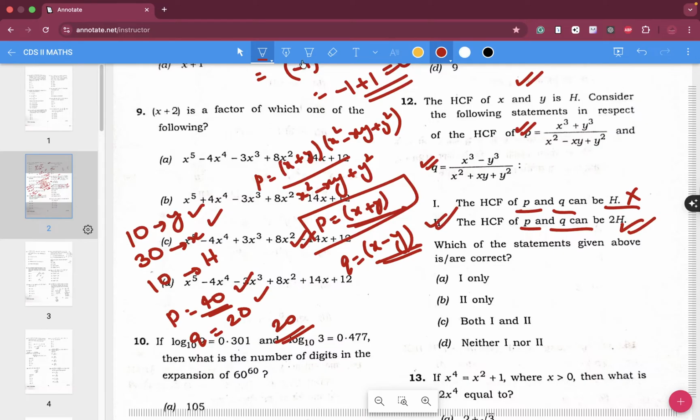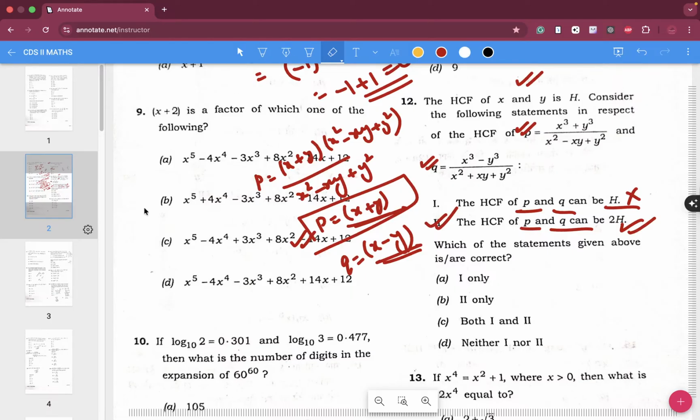Now if I flip the script over here a little bit, I am saying x is equal to 36 and y is equal to 24, right? Then obviously capital H is equal to how much? 12. Then the P value is x plus y.